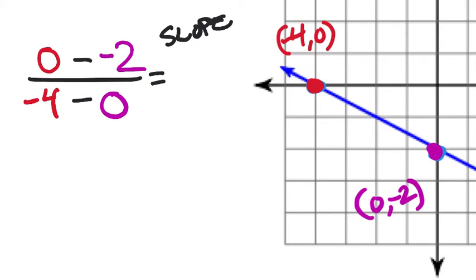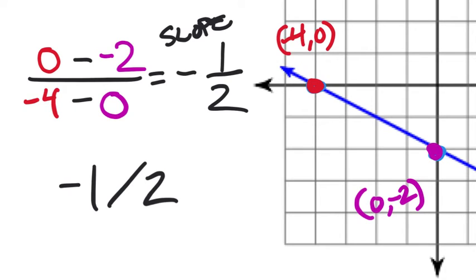Now, some of you, I think, could do that possibly in your head, but I'm not going to. I am just going to put this in the calculator. So n over d, 0 minus negative 2, all over negative 4 minus 0. Enter, and my calculator says... and this slope right here is negative 1/2. And to type that into the canvas for the assignment, you type in -1/2. That would give you full credit.